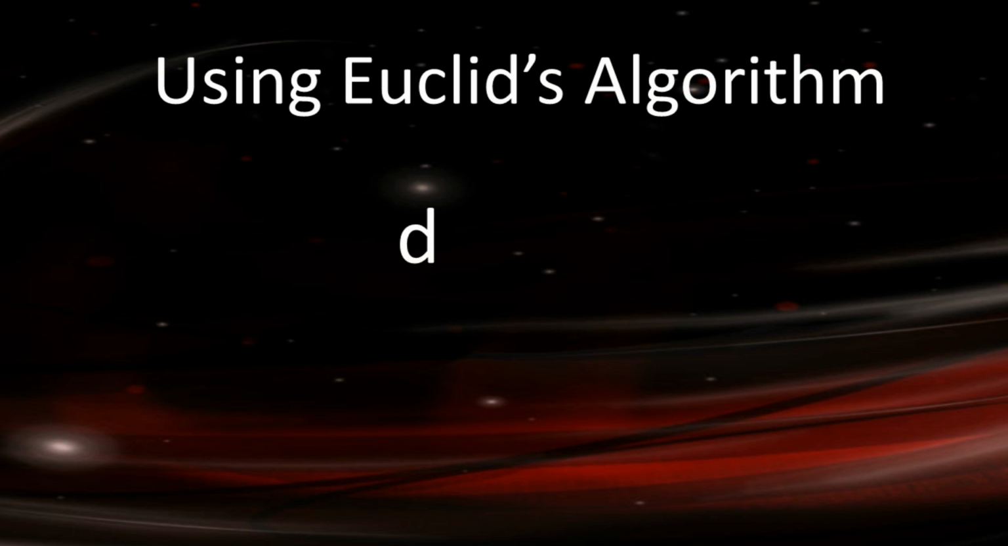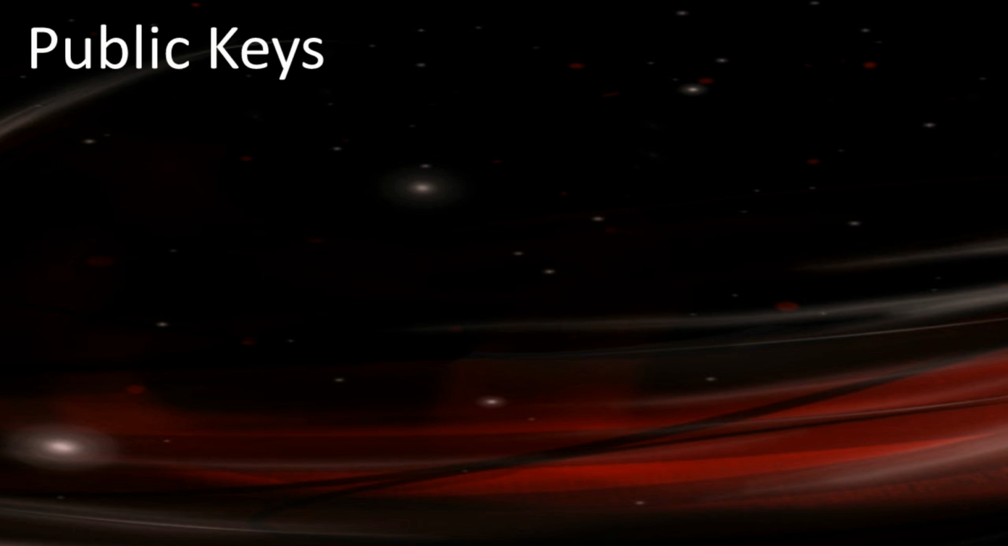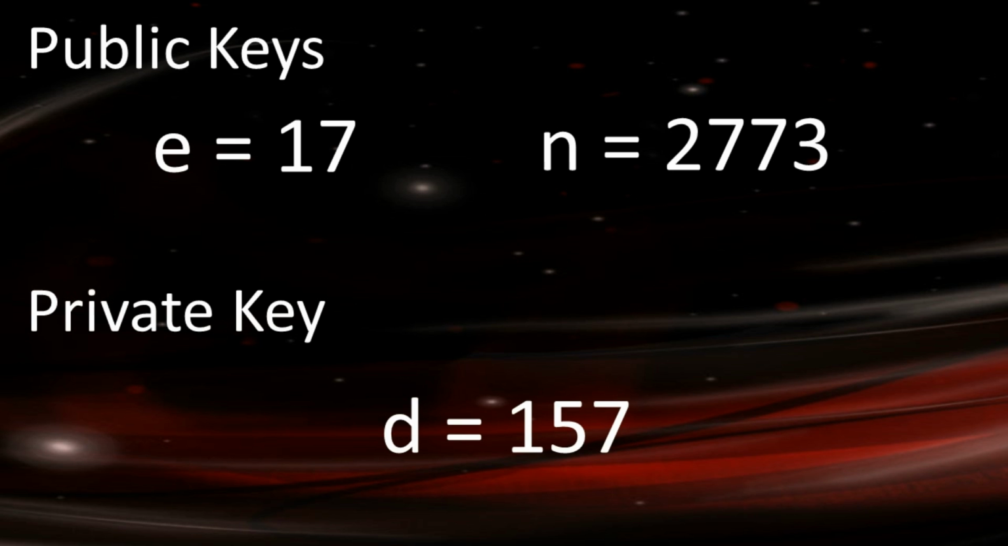Now using Euclid's algorithm again, we need to find the secret key D, so that E times D equals 1 modulo phi of N, and we get 157 for D. If you haven't already learned about Euclid's algorithm, click on the link in the description below. Now that we have our public keys E and N, and our private key D, we're all ready to encrypt.